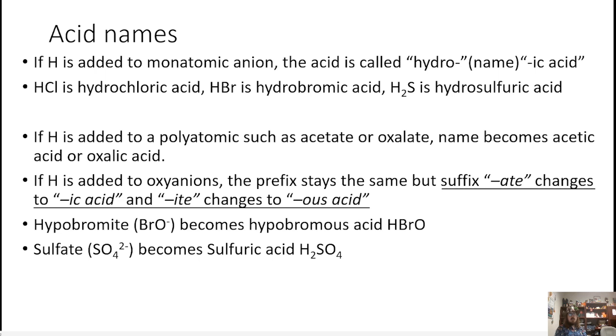Any oxyanion that contained an ITE changes to an OUS acid. It doesn't matter what prefix they had, it just changes the suffix, which is the ending. So hypo stays hypo, so hypobromite becomes hypobromous acid. The only ones that get the hydro in front of it are ones that had the IDE ending.